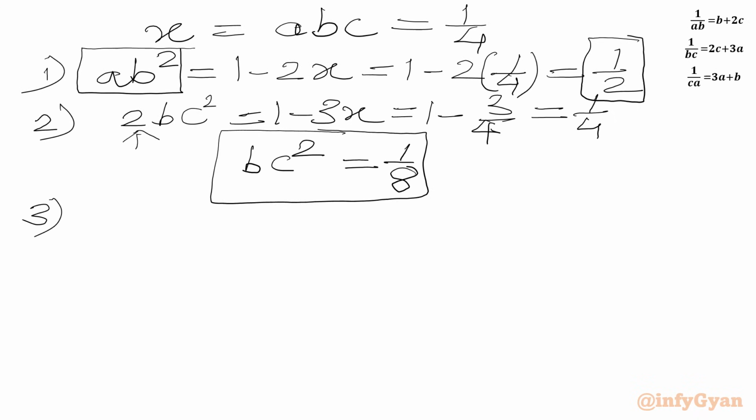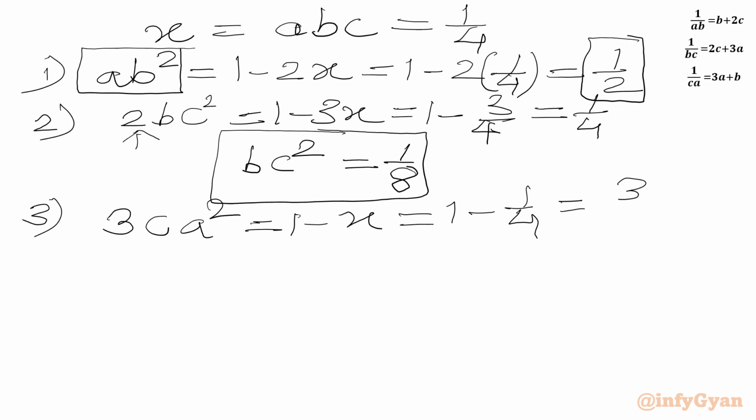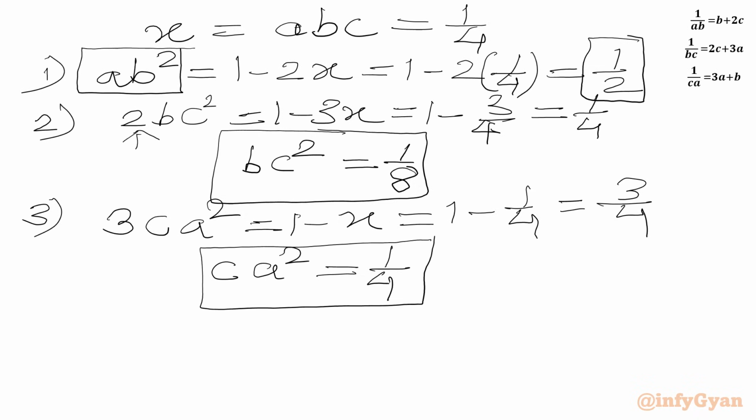Now we will write our third equation, 3CA square equal to 1 minus x. 1 minus 1 over 4. So we will write here 3 over 4. Now we have to divide both sides by 3 to get the value of CA square. We will get CA square is equal to 1 over 4. Now we have AB square half, BC square 1 over 8, CA square 1 over 4.